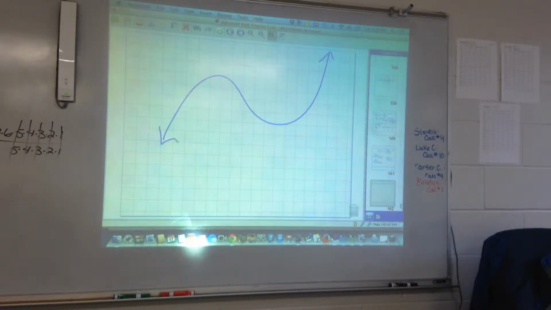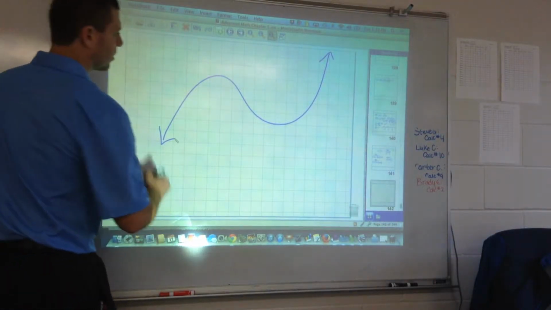The only way they would be absolute maxes or absolute mins is if I did what? Changed it to a closed interval. Local or relative, both are fine. If you didn't have it continuing, like if you put a dot instead.